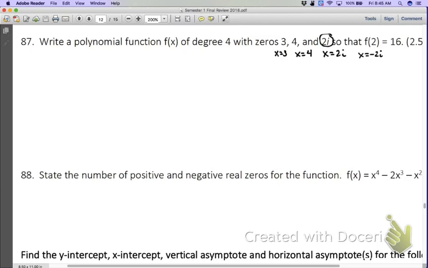So then, just like we did on 86, I'm going to go back through and I'm going to have x minus 3 equal to 0. I'm going to have x minus 4 equal to 0. And I'm going to have x minus 2i equal to 0, along with x plus 2i equal to 0.